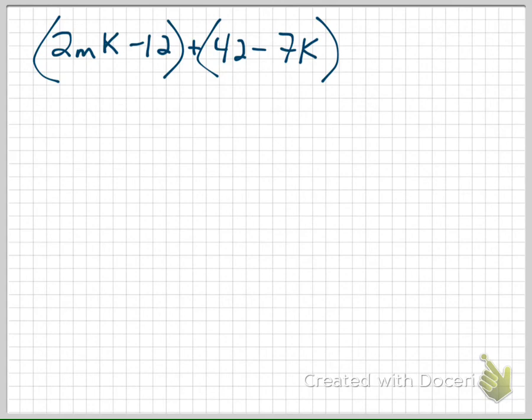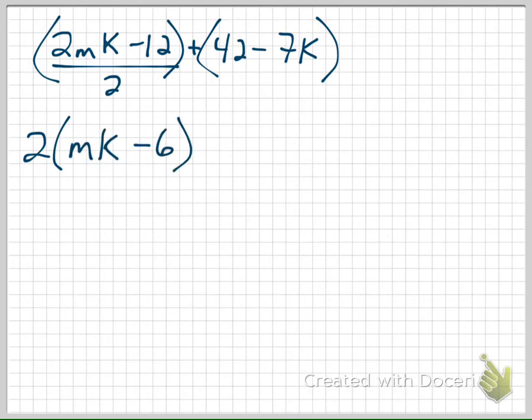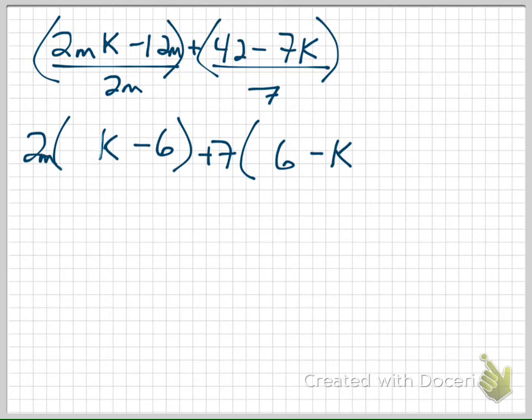What is 2mk minus 12? What can I pull out of there? A 2. So I'm going to pull a 2 out and make it mk minus 6. Agreed? Okay. What can I pull out of here? Pull out a 7. That leaves me with plus 7 times 6 minus k. Did I write something wrong? Where's the m from? Oh, I wrote it wrong. Sorry. This is supposed to be an m. So then I would be pulling out a 2m. You see what I'm saying? I'm pulling out an m. It looks like this. I need you to see it.